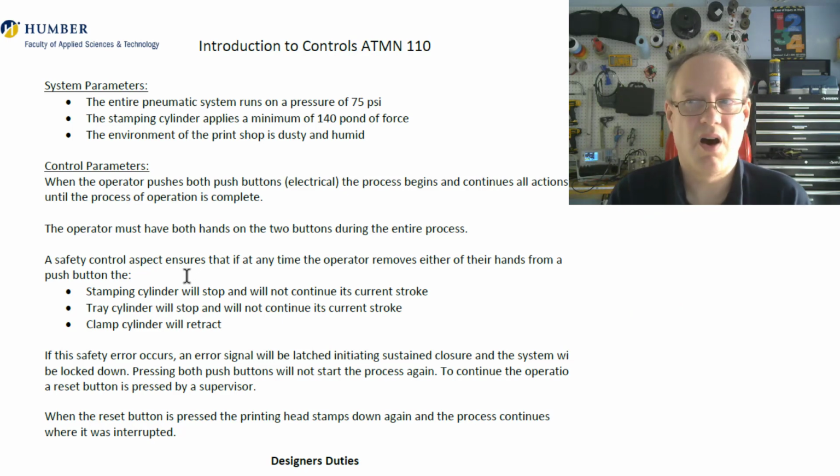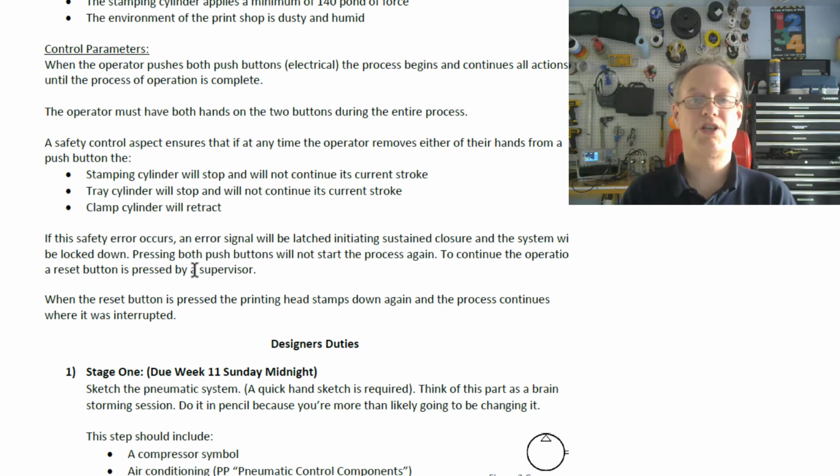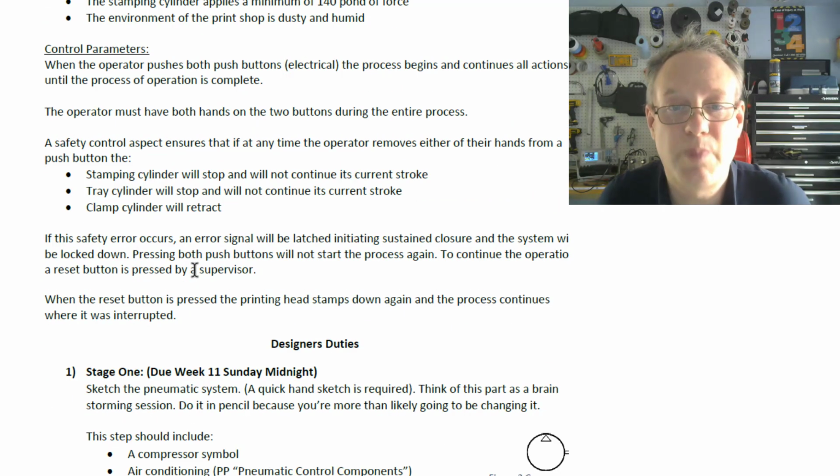For step 1, all I need you to do is draw the pneumatic circuit with all the components and safety components as well, and to draw the ladder logic. That's it. Hand that in. No fancy report or anything. There'll be two places to submit those 2 files on Blackboard under the assignment. Just submit them. Okay, so let's continue. Control parameters. Okay, when the operator pushes both push buttons, electrical.